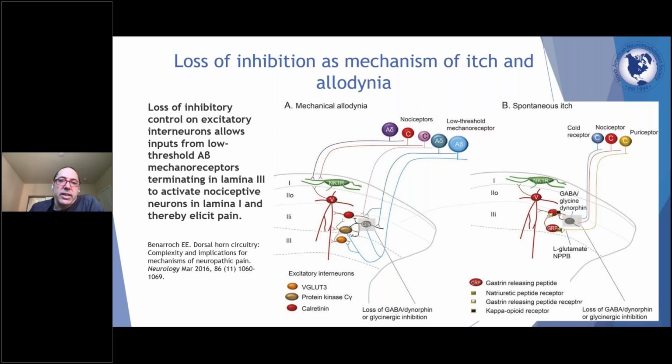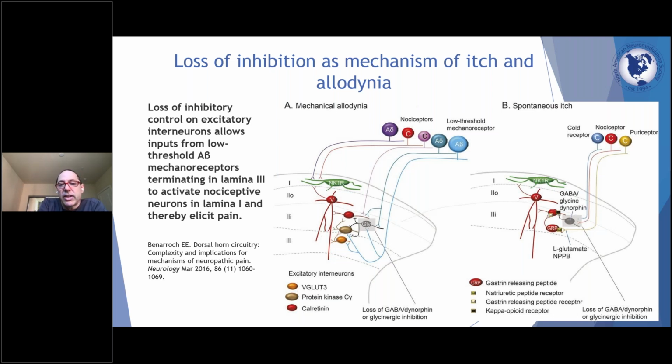This loss of inhibition in the dorsal horn leads to phenomena like spontaneous itch, as well as allodynia, and is thought to contribute to hyperalgesia and allodynia in both human and rat models.